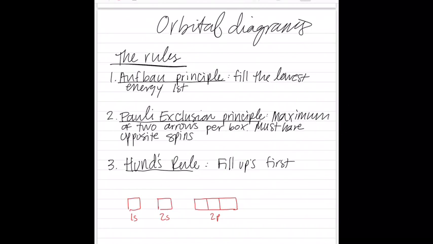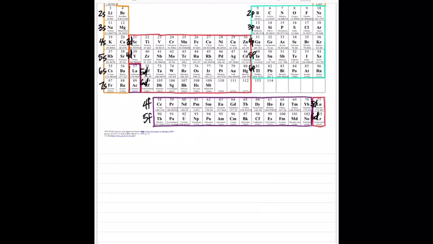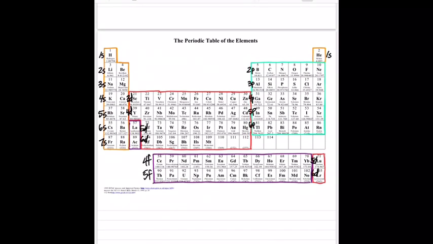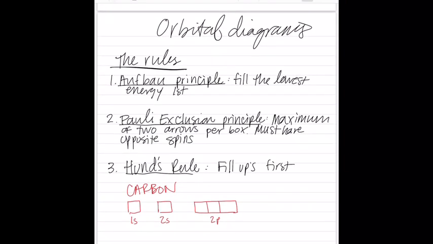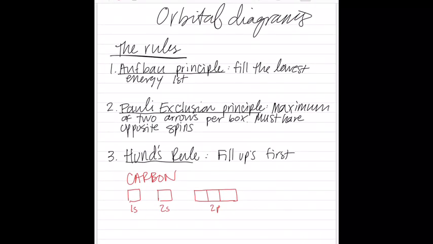All right, so let me show you how to do this. I'm going to do this for carbon. All you've got to do is figure out how many electrons carbon has. So let's go look at carbon. Carbon is here. Carbon has 6. That's what that little 6 is, how many electrons I have. So I need to have 6 arrows. So I'm going to put a little 6 up there to help remind me.